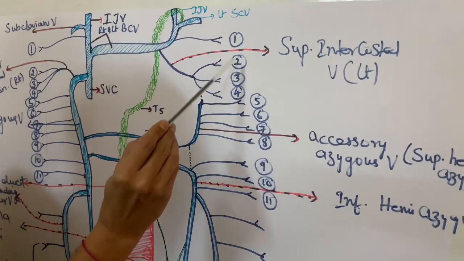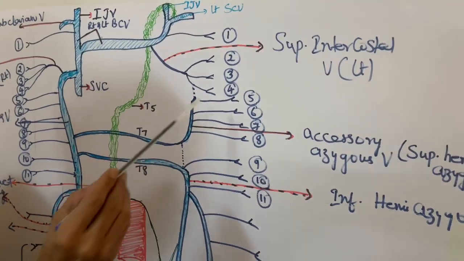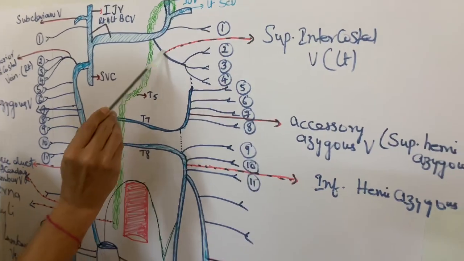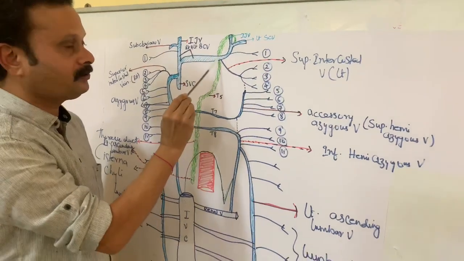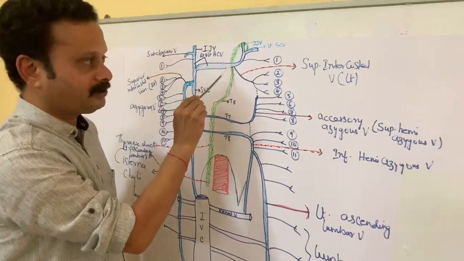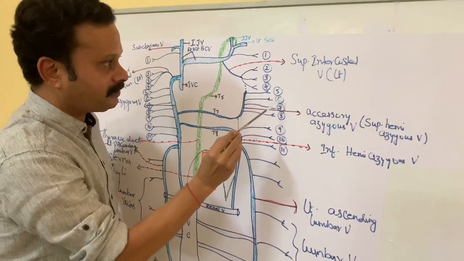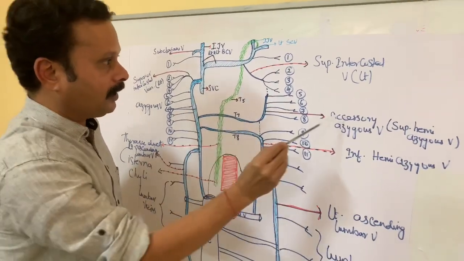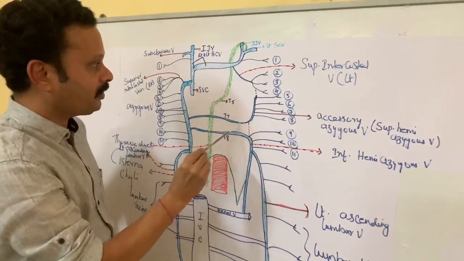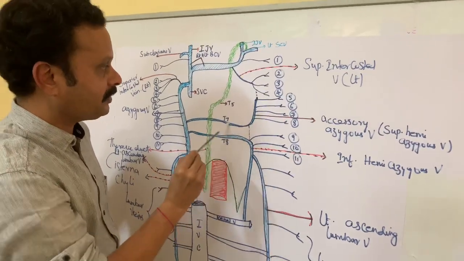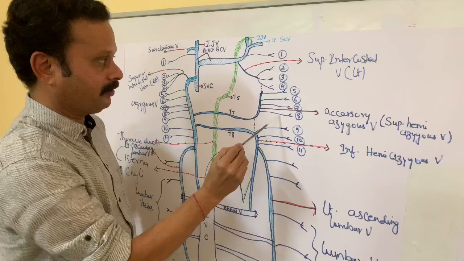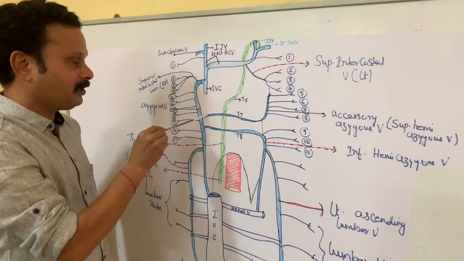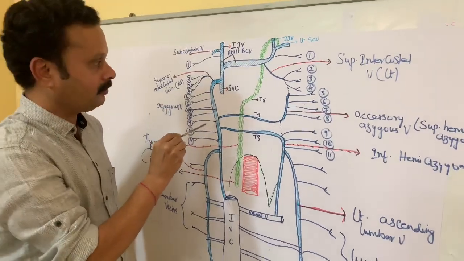So again I repeat, second, third and fourth left posterior intercostal veins join with each other to form left superior intercostal vein. This also opens into the left brachiocephalic vein. 5th, 6th, 7th and occasionally 8th drain into accessory azygous vein or superior hemiazygous vein. This is the accessory or superior hemiazygous vein, which at the level of T7 joins with the azygous vein on the other side.